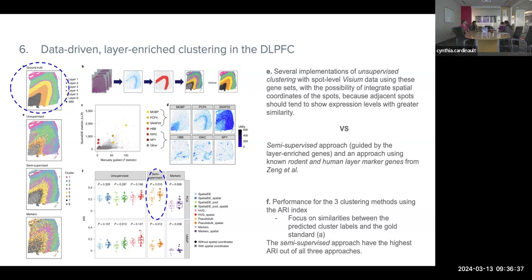So these different implementations were compared against the semi-supervised approach that was guided by the layer-enriched genes. And using, in this case, for the gene markers, rodent and human markers from the literature. What you can see in these different panels is the performance of each one of these methods. They use a Rand index. The Rand index is based on mutual similarities.